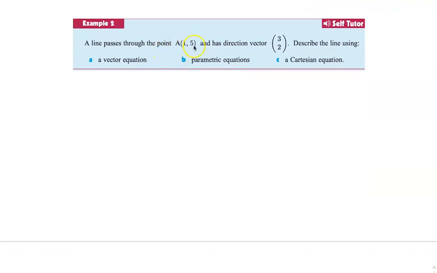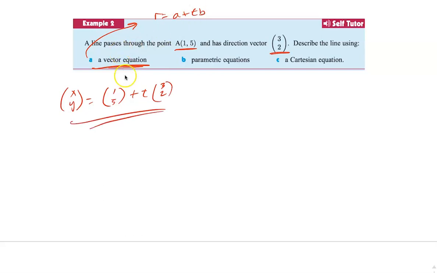They want us to find a line that passes through A and has direction vector 3, 2, described using a vector equation, a parametric equation, and a Cartesian equation. Let's start with the vector equation. That's a form on your formula sheet, and it's the one we saw earlier: r equals a plus tb. Keep in mind, a is the initial point, b is the direction vector, and t is just a parameter. So the vector equation is (x, y) equals my initial point (1, 5), where 1 is the x and 5 is the y, plus some variable t times the direction vector, which they tell us is (3, 2). And that's it for my vector equation.